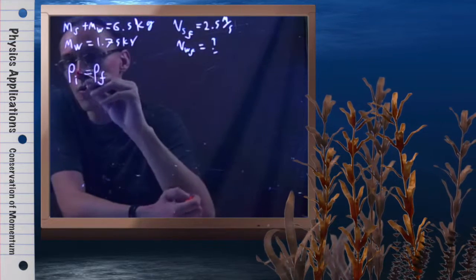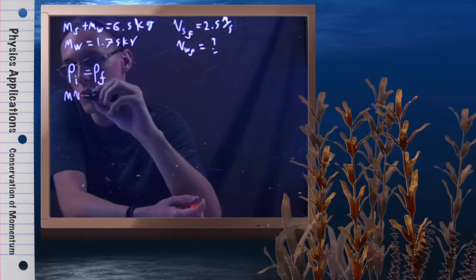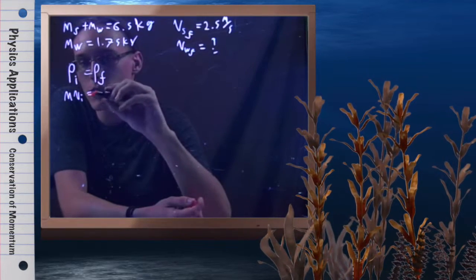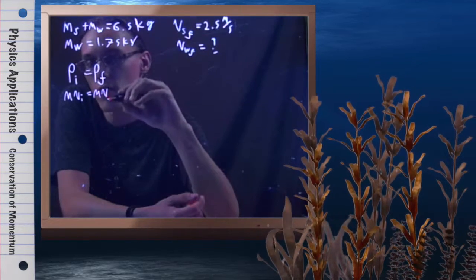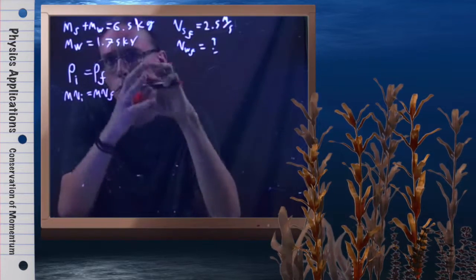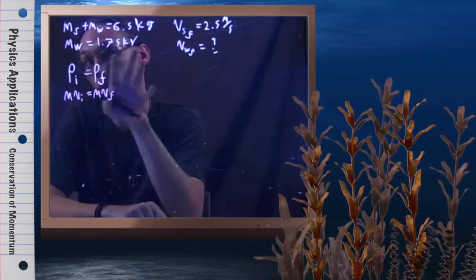And further recall that momentum is just the mass of whatever we're talking about times the velocity, so the initial mass times initial velocity has to be equal to the mass times the final velocity. And if you have multiple things in the system, you would just account for all these things in that system at the beginning and at the end.